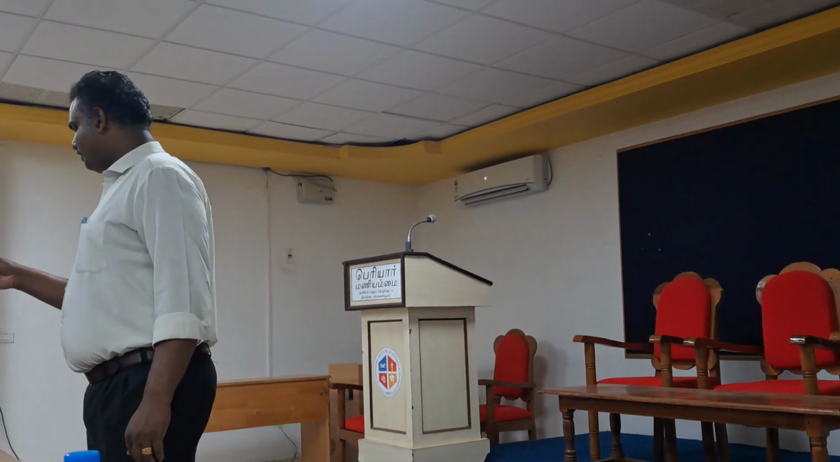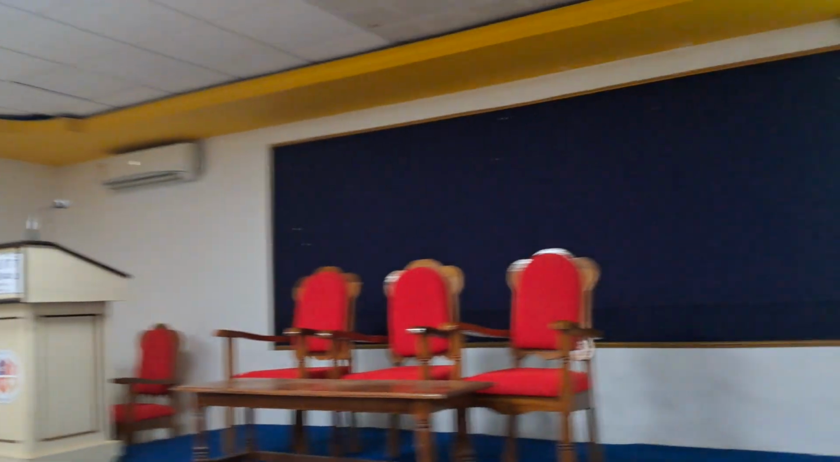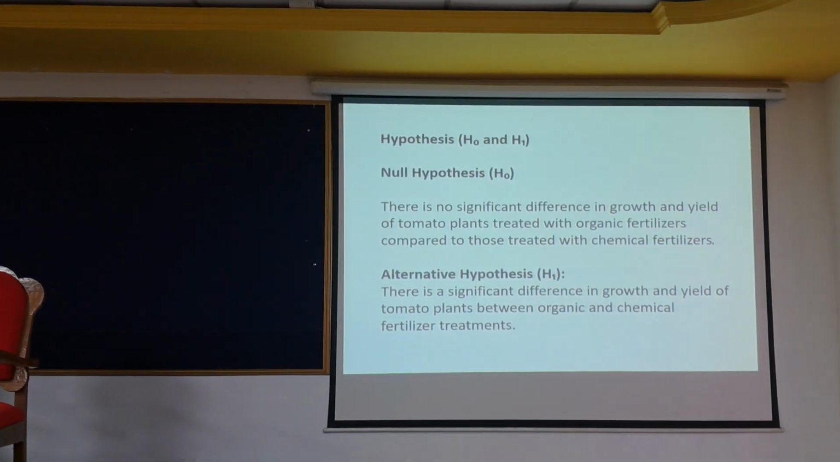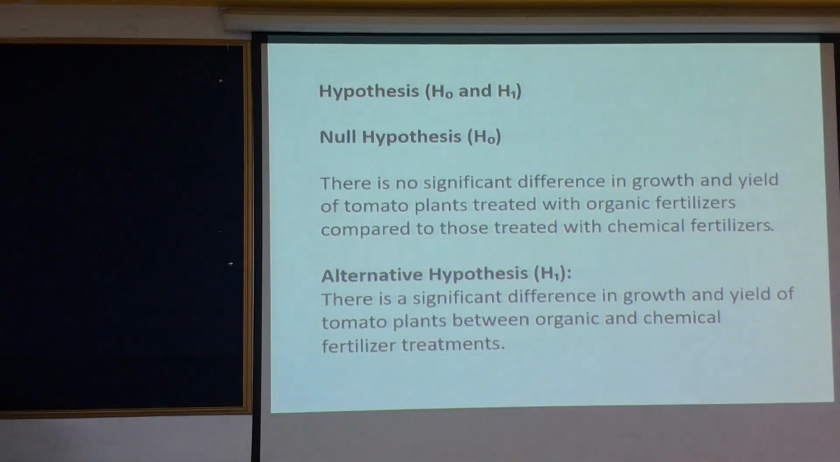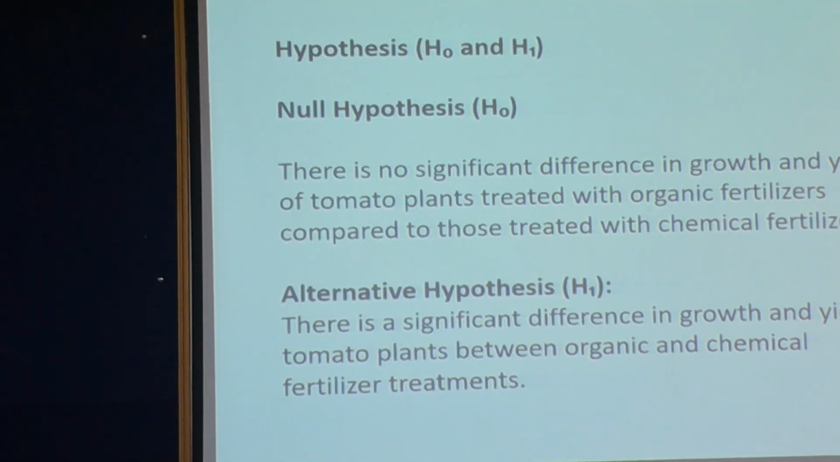So null hypothesis means there are no differences. On the other hand, alternate hypothesis means there are differences between organic versus chemical fertilizer. You got my point? After the experiment, depending upon the result, you have to accept or reject the null hypothesis or alternate hypothesis. Note down. Null hypothesis, alternate hypothesis. Null hypothesis is H0, alternate hypothesis is H1. In null hypothesis, no difference, no significant difference. Alternate hypothesis, there are significant differences.